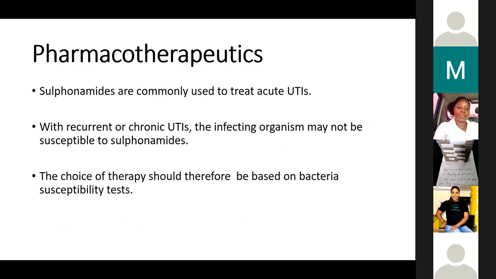They are commonly used to treat UTIs. Septrin was one of the earliest medications used in the treatment of UTI. But if the patient has recurrent or chronic UTI, then you may want to look for another medication. The choice of therapy should ideally be based on bacterial susceptibility testing or the culture results.